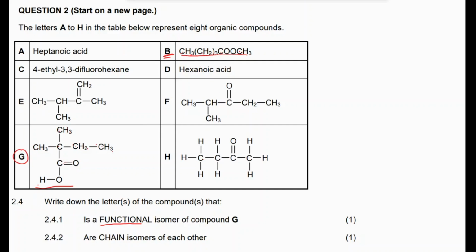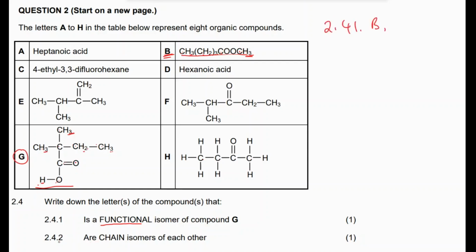We have 3 here and then 6 here, from 2 times 3. So it's 3 plus 6, which is 9, and then 12. I'm counting the hydrogens. And then this side, we have 3, 6, 8, 11, then 12. So we have 12 hydrogens also, and then 2 oxygens there and 2 oxygens there. So they have the same molecular formula, but they have different functional groups, or they belong to different homologous series. So the functional isomer of G is B.